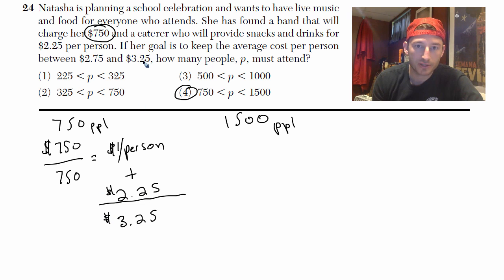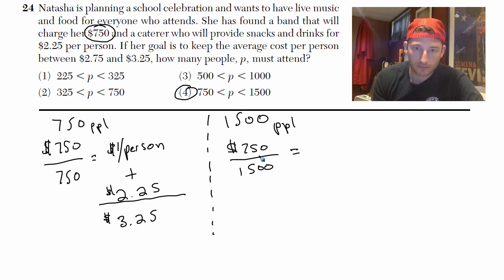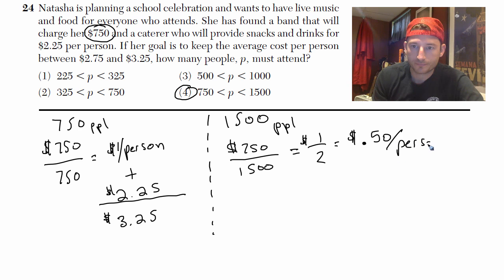All right, so that number looks good because that's in a range. Let's see what happens now when 1,500 people show up. We've got $750 for the band divided by 1,500 people. So that's just twice, $750 times 2. So that's half a dollar per person, or 50 cents a person, right? That's 50 cents per person. And plus, we still have the original $225 per person.